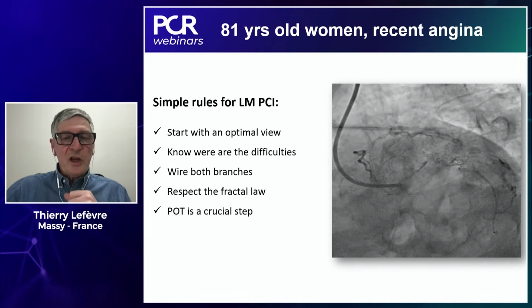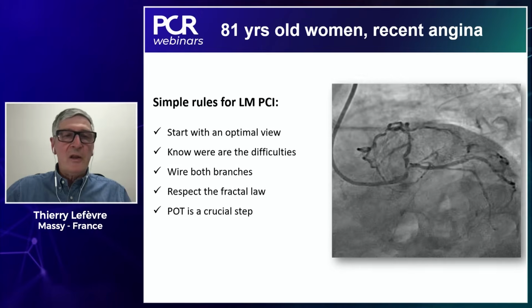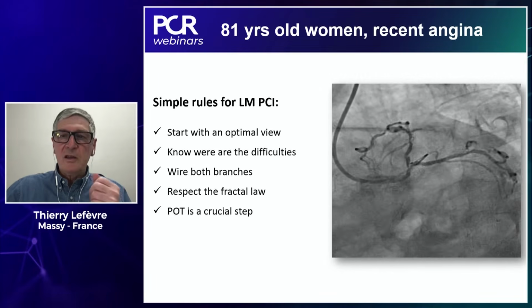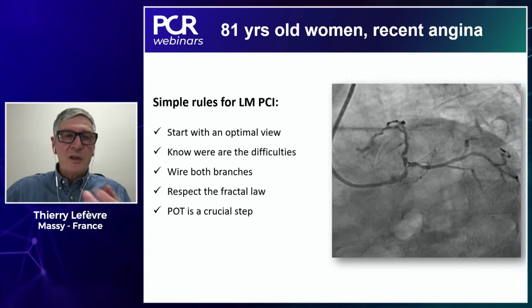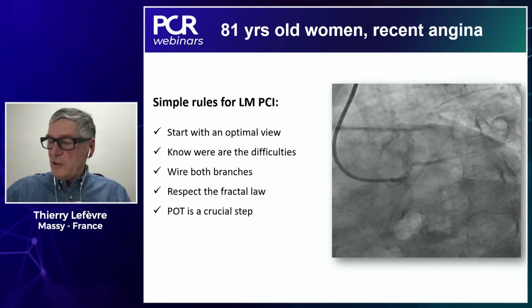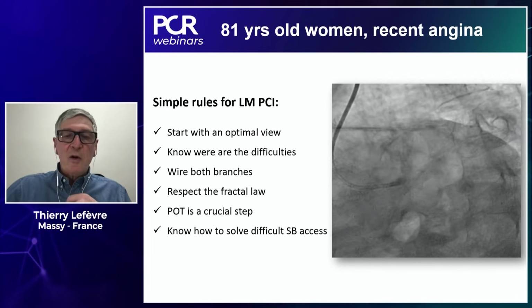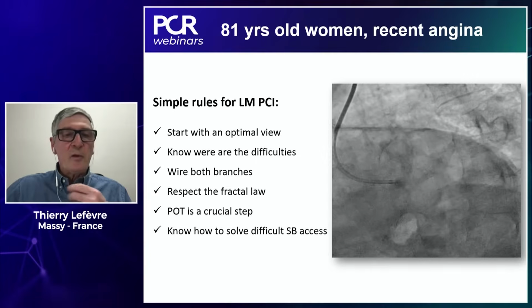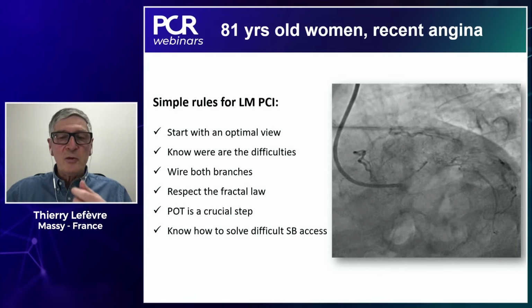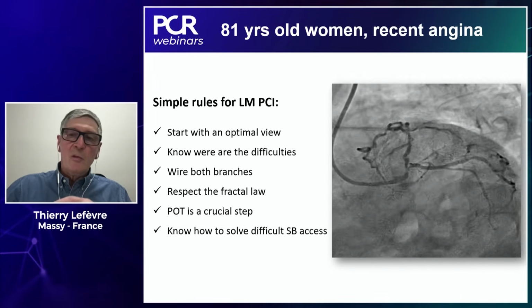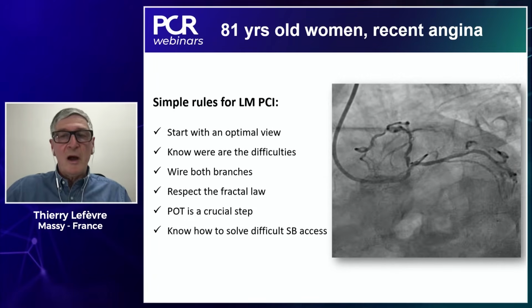A POT is a crucial step of every bifurcation. Now we know that whatever the technique, one stent, provisional, two stents, DK crush, we need POT several times during the procedure. And of course, it's very important also to learn how to solve difficult side branch access before stenting, but also after stenting.